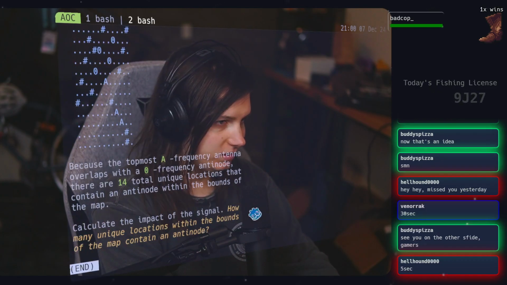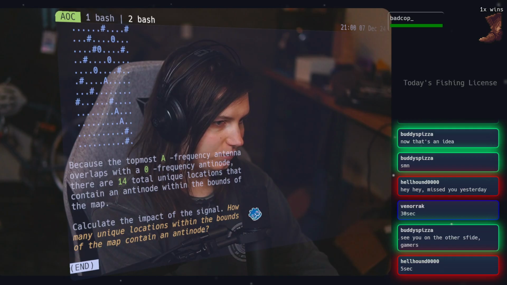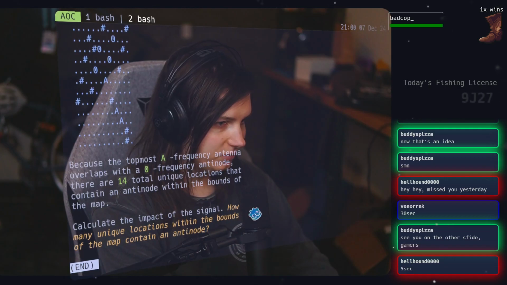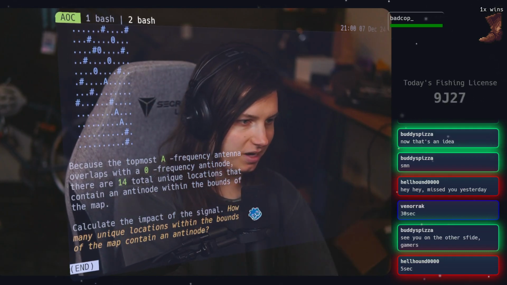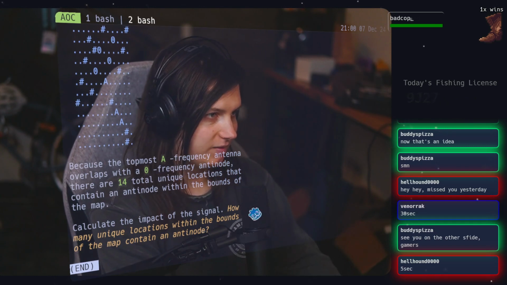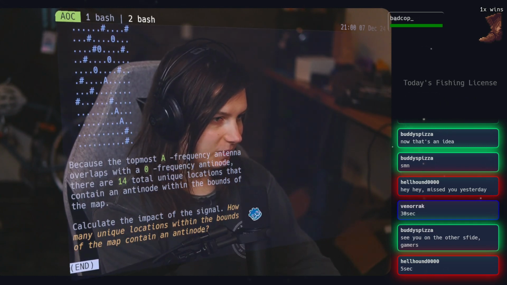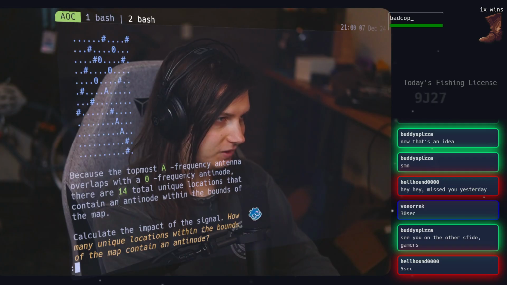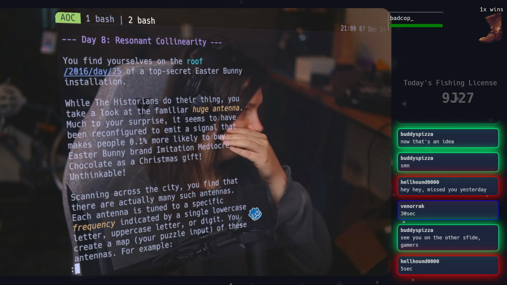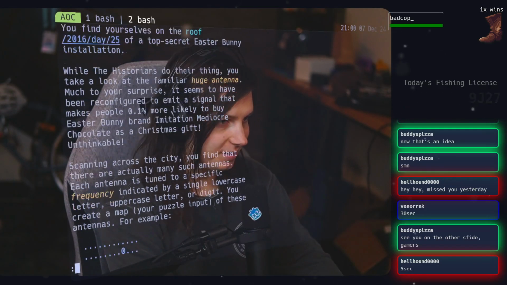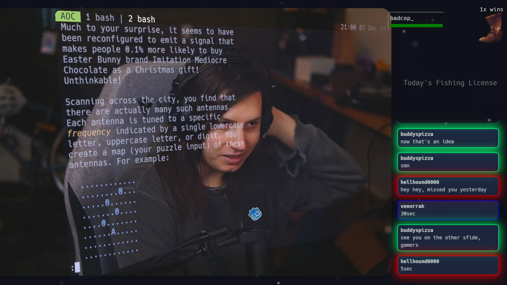Let's see. What's the thing? How many unique locations within the bounds of the map contain an anti-node? I'm gonna say a lot. Because what the hell is an anti-node? All right. We're not getting a good time on this one. I'll tell you that for free.